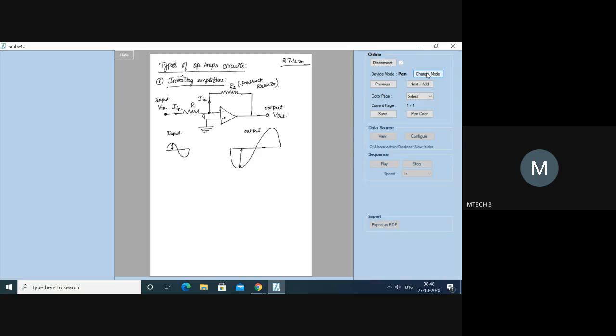Now, basically, what is an inverting amplifier? An inverting amplifier is one whose output is out of phase by 180 degrees with respect to the input. This is very, very important. An inverting amplifier is one whose output is 180 degrees out of phase with respect to the input.